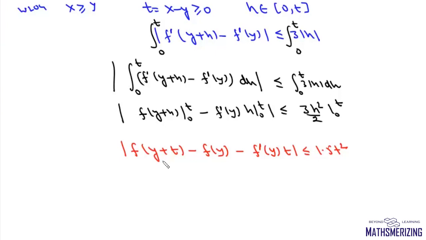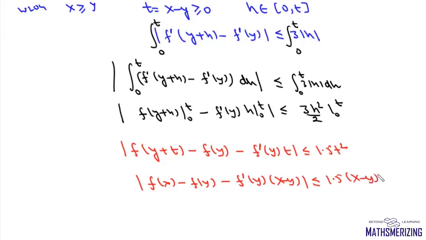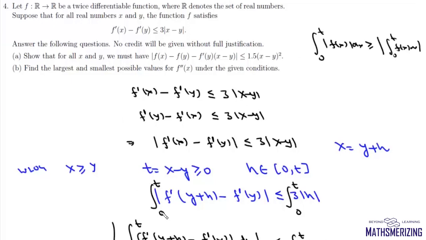Now, t is x minus y. If we put x minus y, it will be mod of f(x) minus f(y) minus f'(y) into (x minus y) will be less than or equal to 1.5 (x minus y) square, and this is what we need to prove.